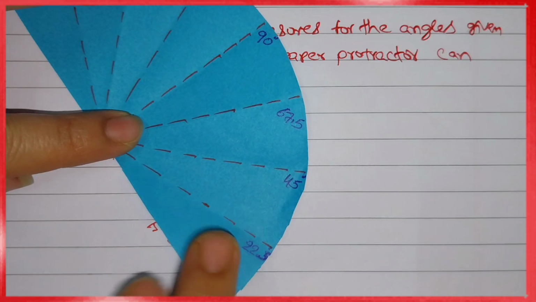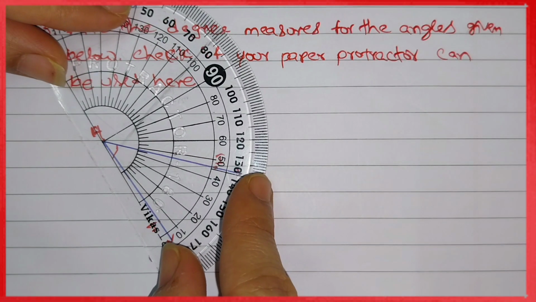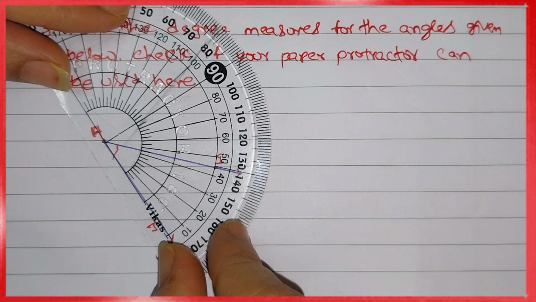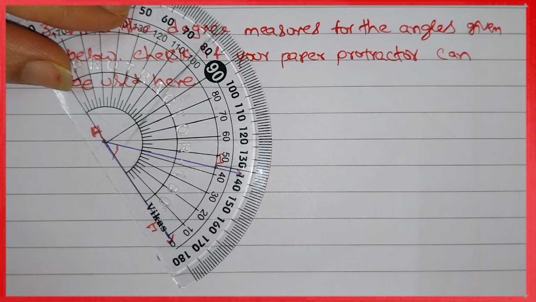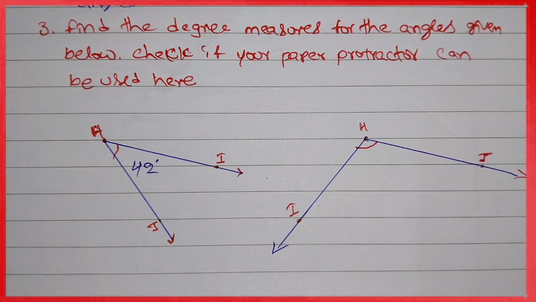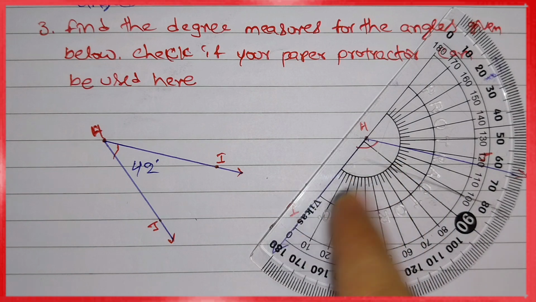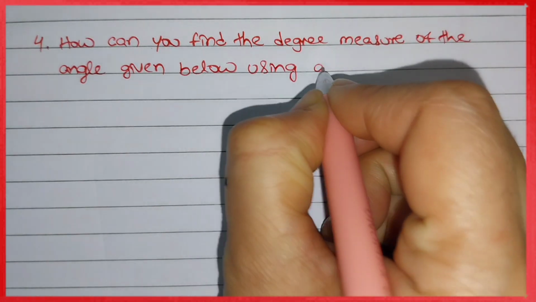So now I am using the protractor. Here if I place it like this, with the center and baseline, if you see here the angle is 42 degrees. Here we used the inner circle. This is the second picture in the third question. You have to place the protractor like this and if you observe it, we got 116 degrees.